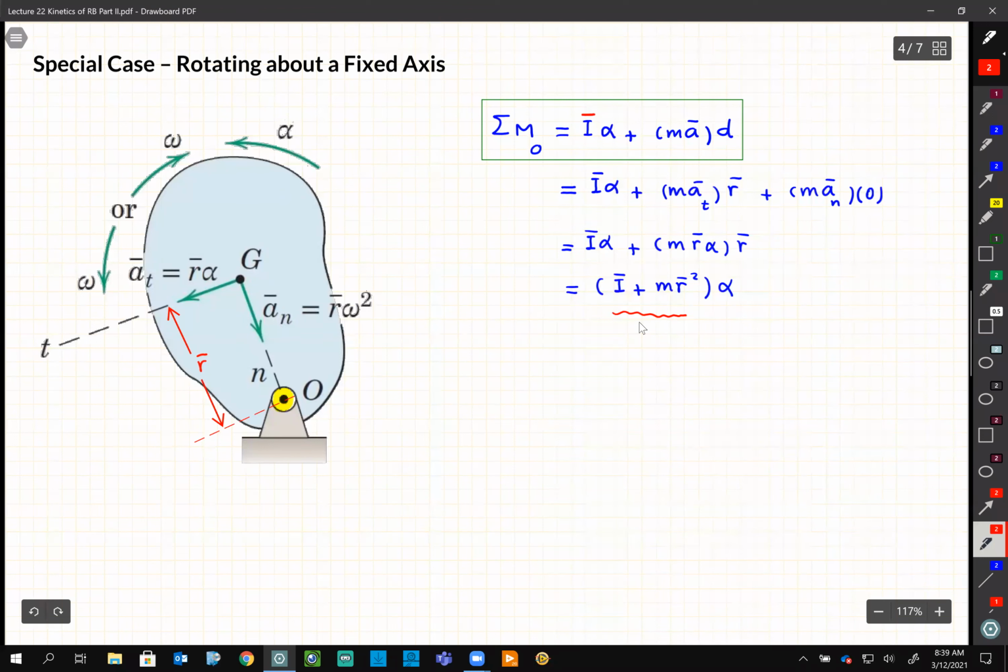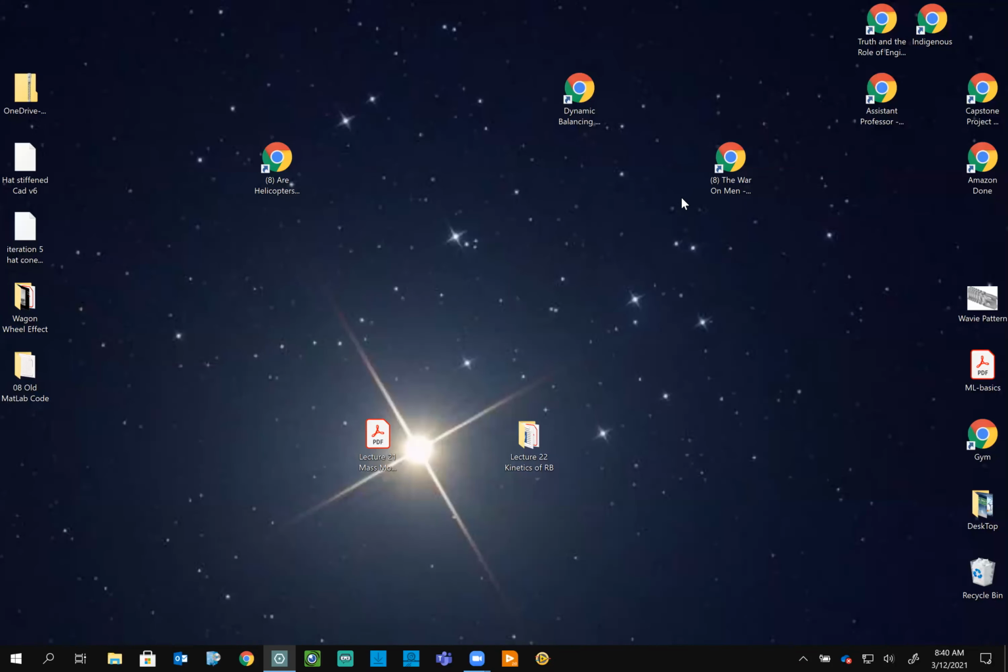Any idea? You can type in the chat. So the question is, is I bar plus M R bar squared equal to something or no? Just to give you a hint, think about the parallel axis theorem. I'm going to check the chat to see if you guys have answers.